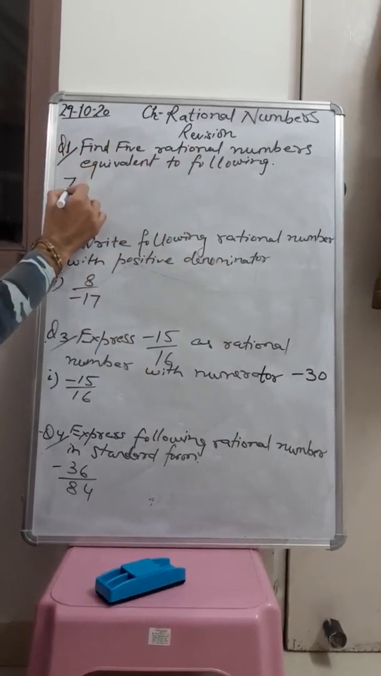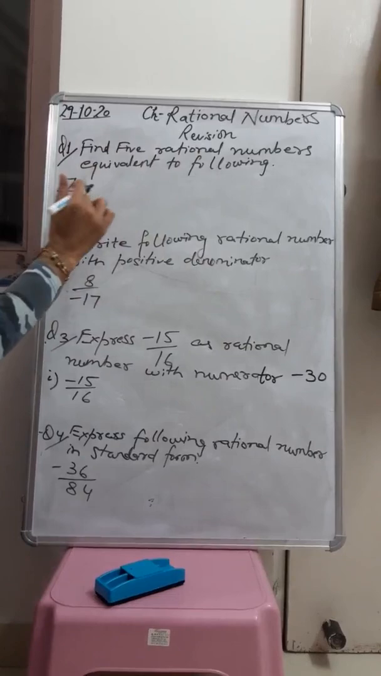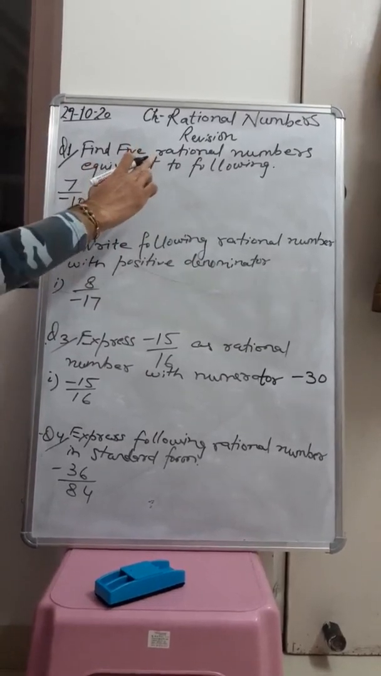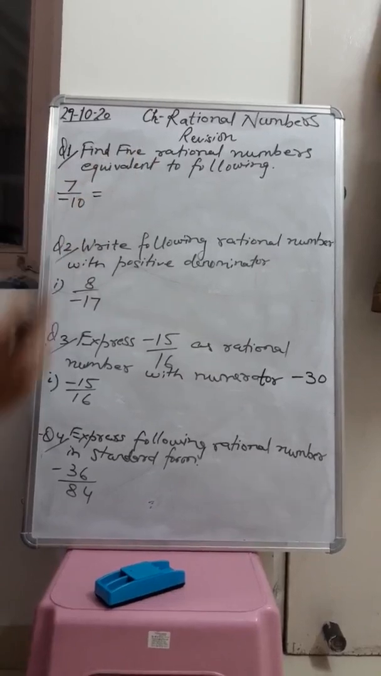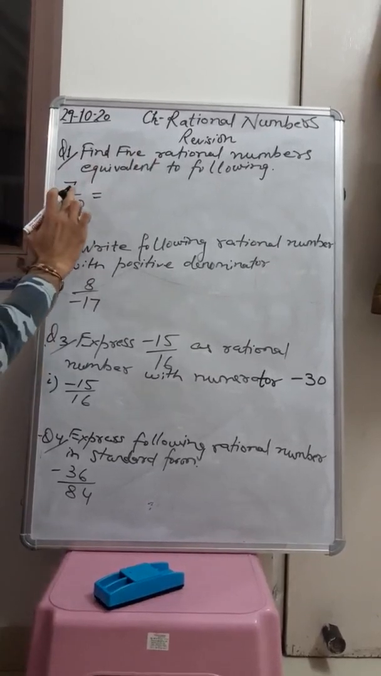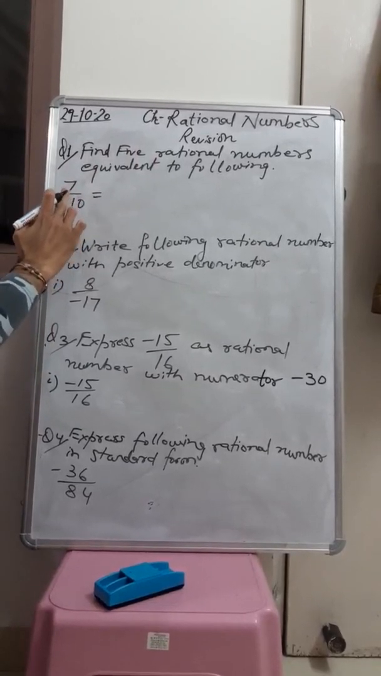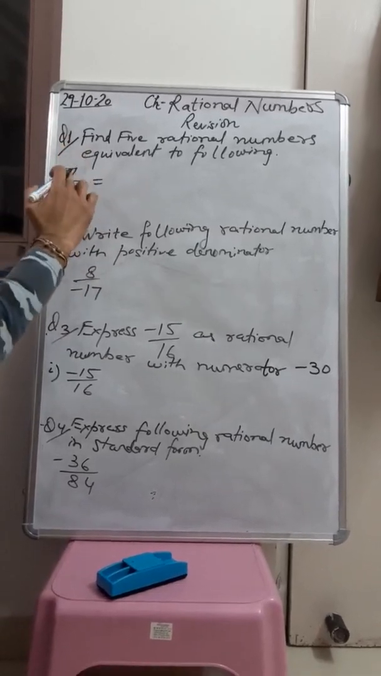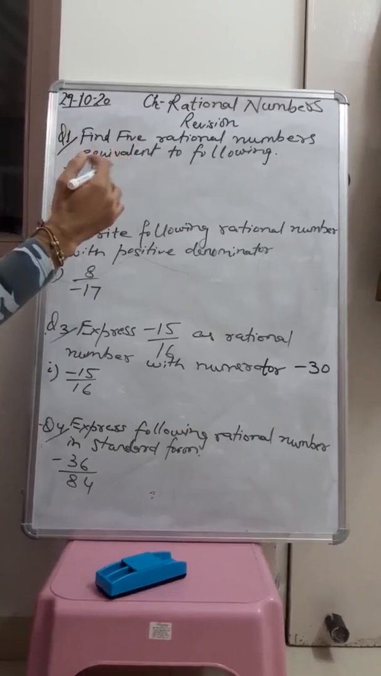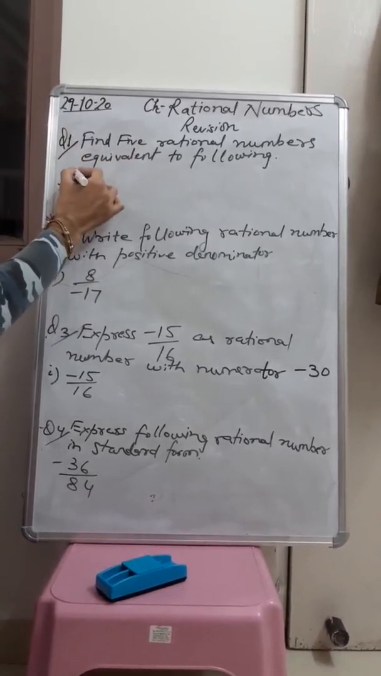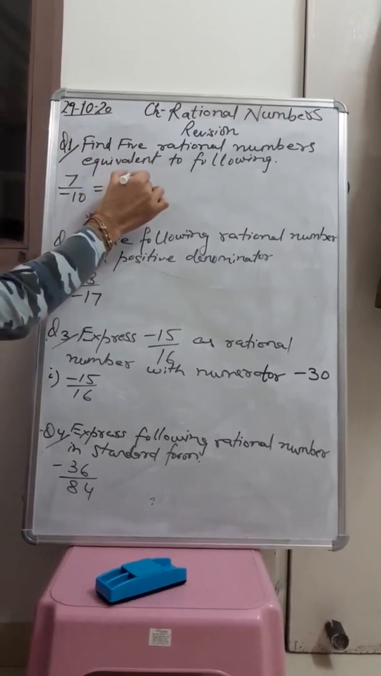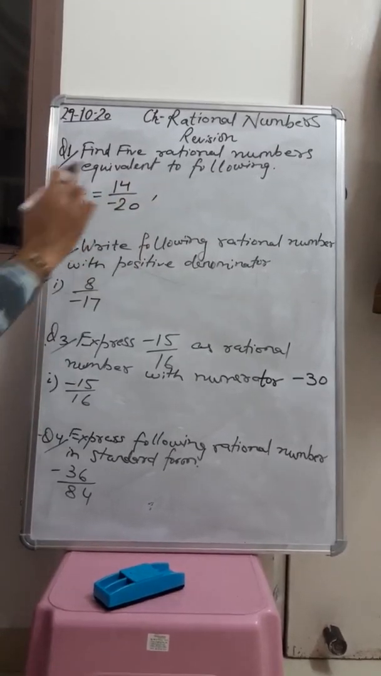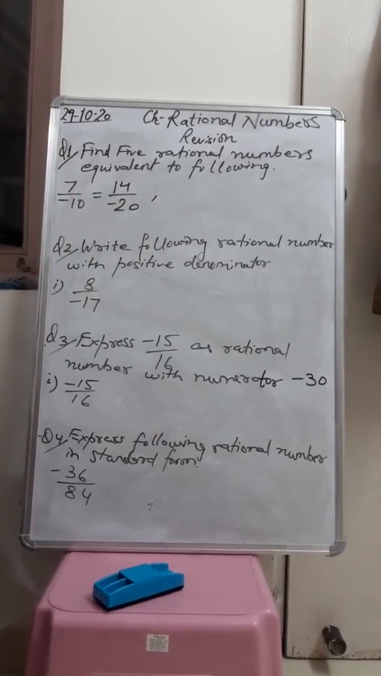So to find out the equivalent fraction of 7 upon minus 10, to write down the equivalent rational number we have to count the table of 7 and 10. So if we count the table of 7 and 10 one time, we will get the same. So we start counting it by the 2 times. So when you count 2 times, you will get 14 upon minus 20. This is your first equivalent.